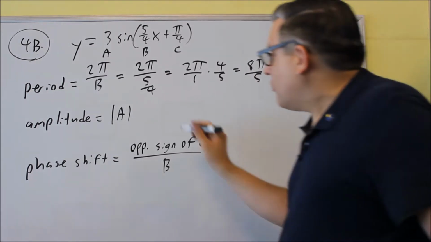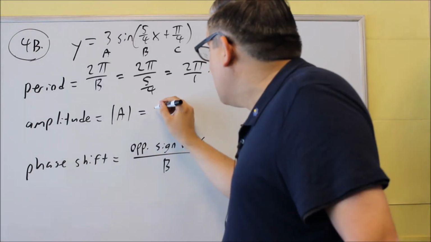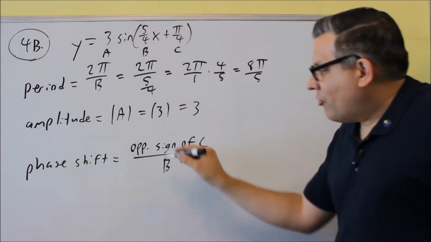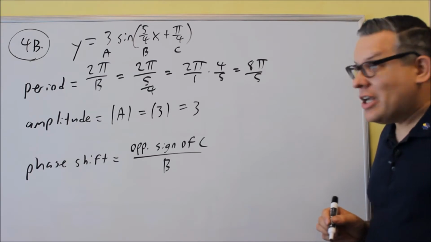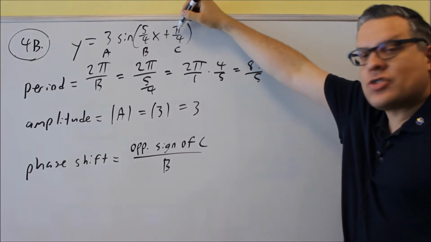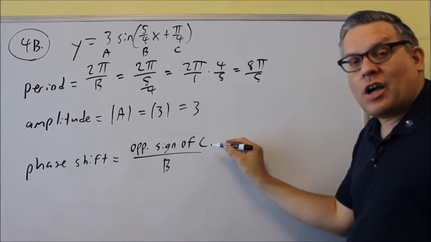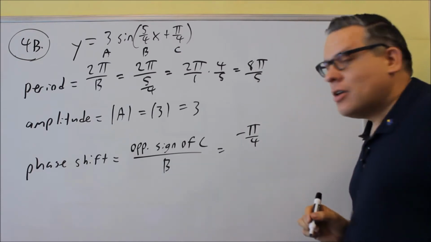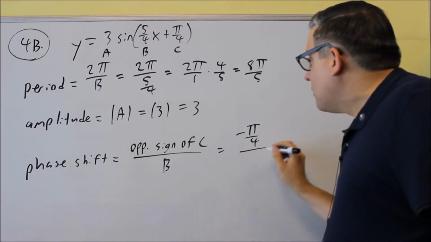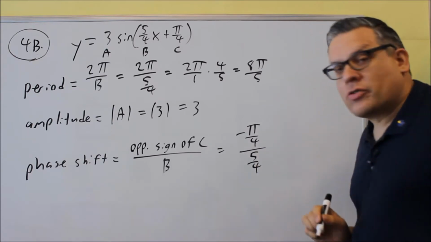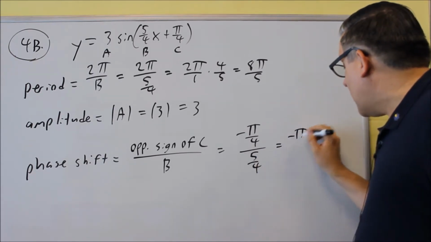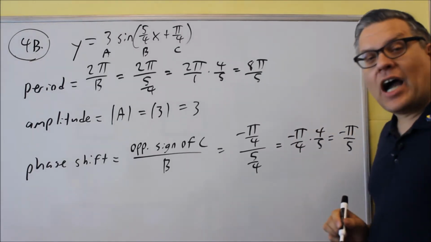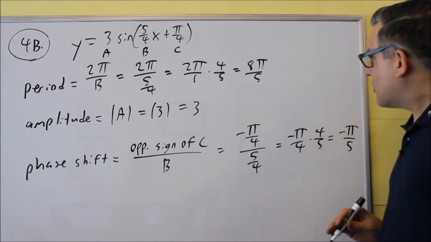Okay, next is amplitude, which is going to be the absolute value of a. In this case, it's the absolute value of 3, which is 3. For the phase shift, opposite sign of c over b. It's opposite sign of the number you see inside the parentheses. That's what it means by opposite sign. So if you see a plus there, it's going to be a minus. So we're going to get negative pi over 4. That's opposite sign of c. b is 5/4. If we flip and multiply, negative pi over 4 times 4/5, you get negative pi over 5. Okay, so those would be the three things that they're asking on the test.